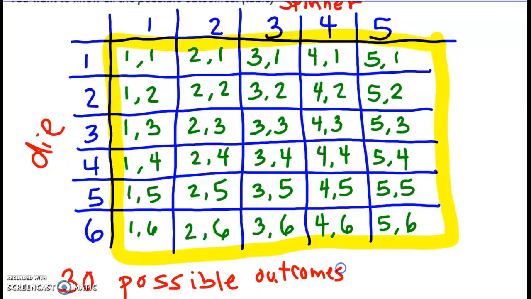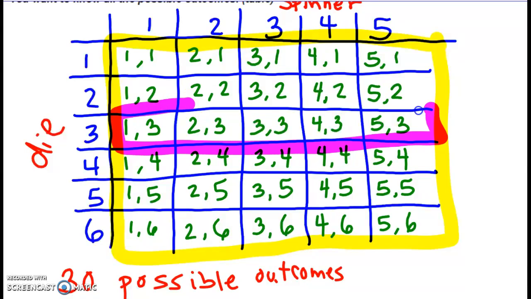You could also be asked questions specifically about the probability of a specific roll or spin happening. So for example, you could ask, what's the probability of rolling a 3? Then you would take your table of all of the possible outcomes and look for any time that a 3 was rolled. Looking on the inside, I see this whole row has a 3 rolled on the die. So there are 5 different outcomes where a 3 was rolled on the die.